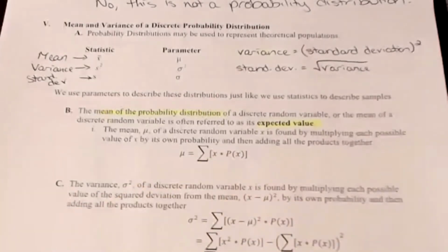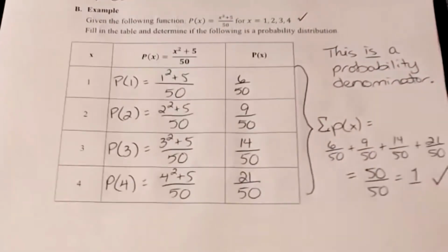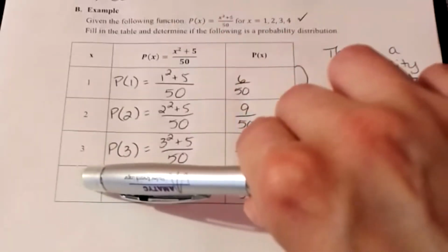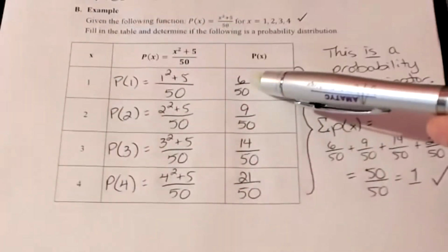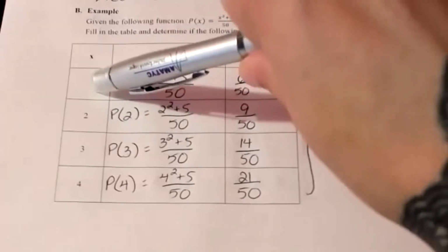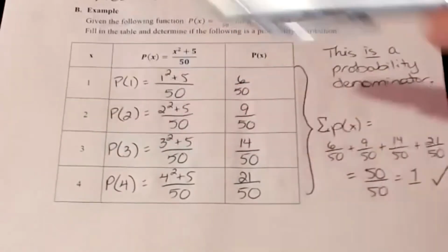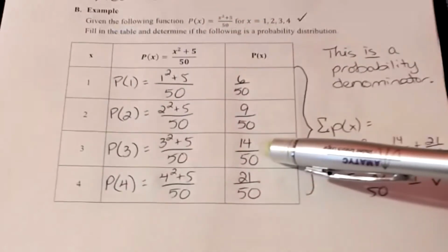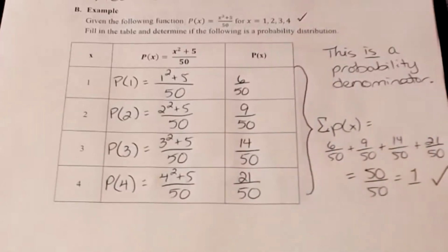Like for our previous examples, let's look at, for instance, B. B is a probability distribution, so we're able to use this one. The random variable takes on the values 1, 2, 3, and 4. Each of these values takes on a different probability, right? So when the random variable is 1, its probability is 6 out of 50. When the random variable is 2, its probability is 9 out of 50. When the random variable is 3, its probability is 14 out of 50. And then when the random variable is 4, its probability is 21 out of 50.